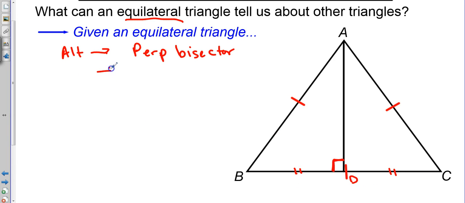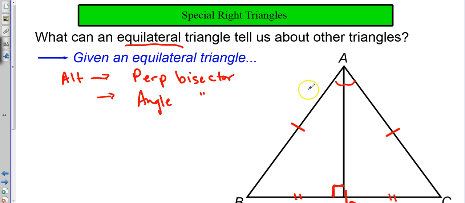We also know that an altitude is an angle bisector. Anytime you drop an altitude for an equilateral or for the vertex angle of an isosceles, it's going to be an angle bisector. So up here, this is the angle that it's going to chop in half, so these two angles are going to be congruent. And there are a lot of other properties. It's also the median and a couple of other things. We're going to focus on the fact that this is a perpendicular bisector, and also that it's an angle bisector.